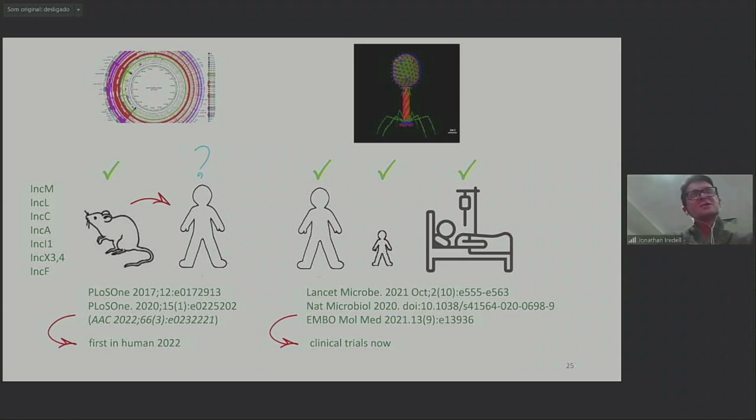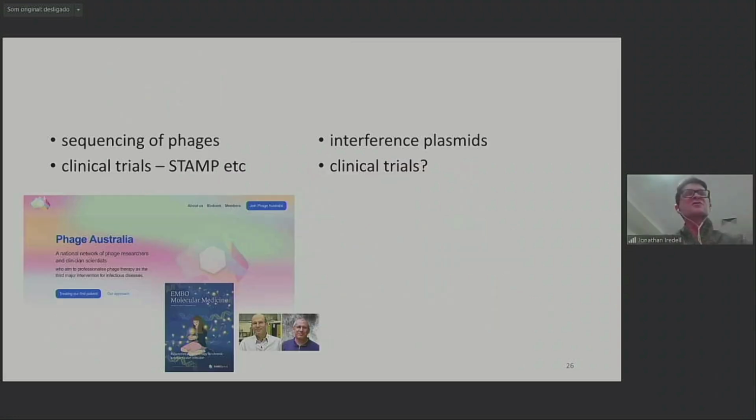On the left-hand side of the screen, the flip side of this coin is the plasmids. Now, this is not done in many places. There are some publications that I point you to there, and we're still early days. This is really probably first in human, just coming up now. So this is the future, if you like. Phages are now, plasmids are the future.